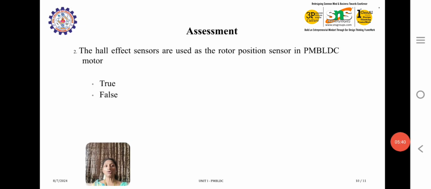So in this video we have discussed simulation, some introduction about why we go for simulation compared to experimental setup, and we have seen a simulated diagram for speed control of the PMBLDC motor. Thank you.